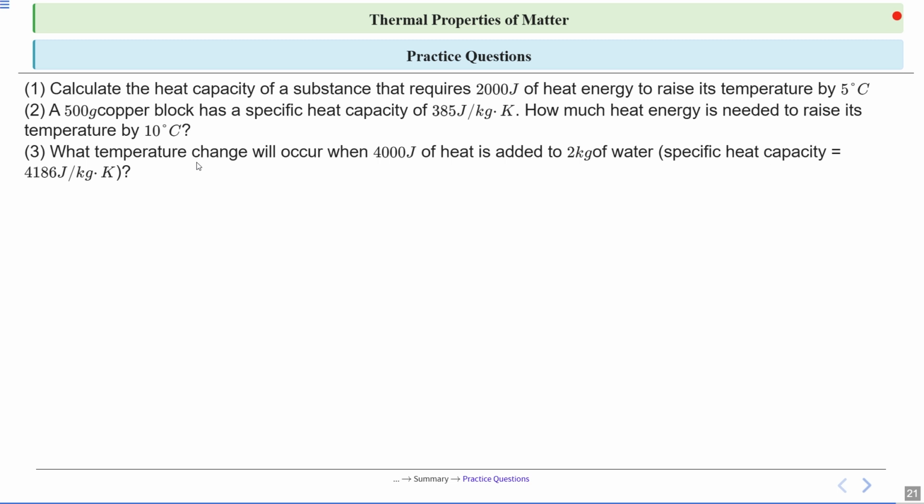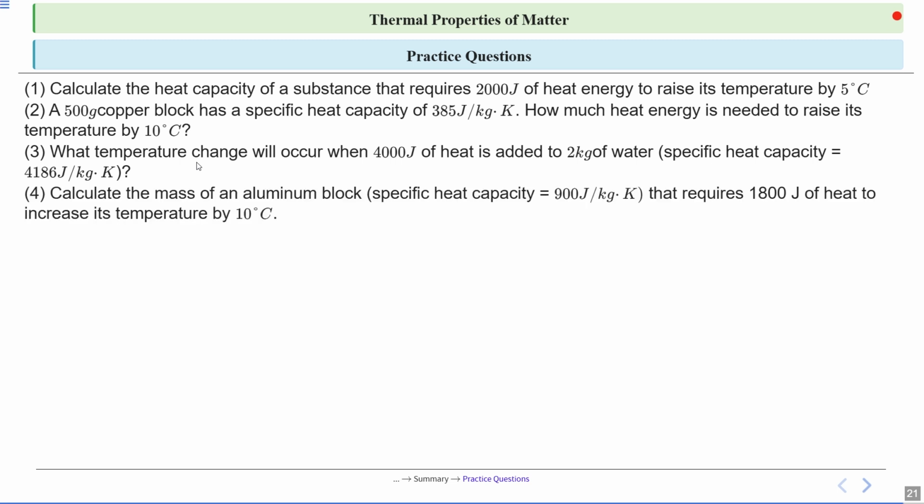Third, what temperature change will occur when 4000 joule of heat is added to 2 kg of water? Given specific heat capacity is equal to 4186 joule per kg per Kelvin. Fourth, calculate the mass of an aluminium block, specific heat capacity 900 joule per kg per Kelvin, that requires 1800 joule of heat to increase its temperature by 10 degrees.